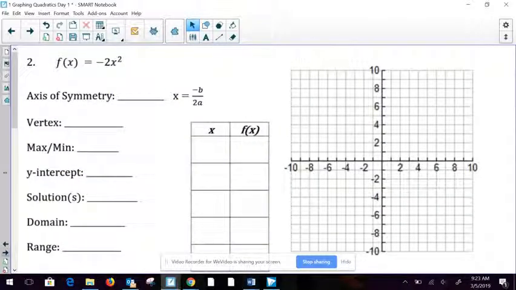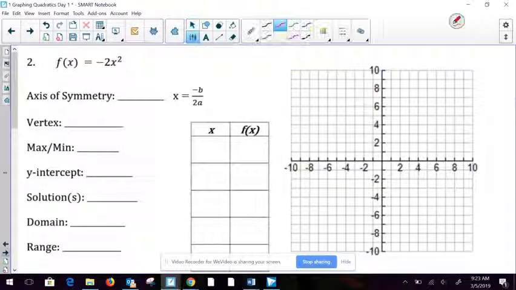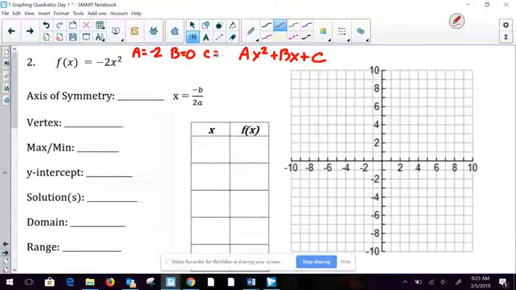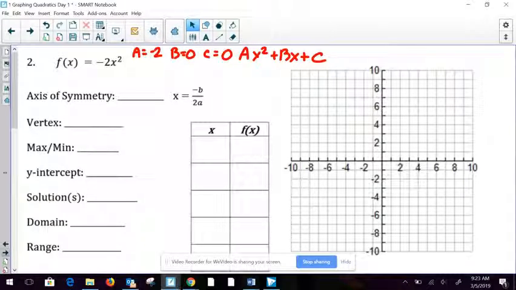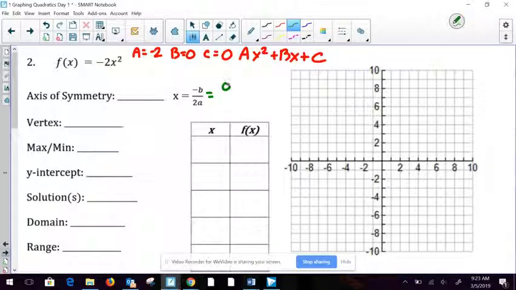So if we look at number 2, we're going to start with our ABCs. Remember, it's ax squared plus bx plus c. So what is a equal to? Good, -2. B equals, oh, there is no just plain x term. And c is equal to, oh, there's no number. So now that I identified my ABCs, I'm going to substitute it into my axis of symmetry. So the opposite of b, well, the opposite of 0 is still 0 over 2 times a. So 0 over -4, which is equal to 0. So my axis of symmetry is x is equal to 0.